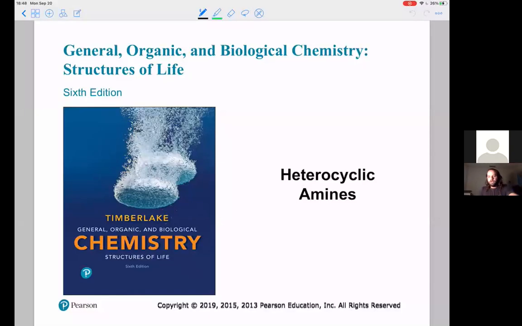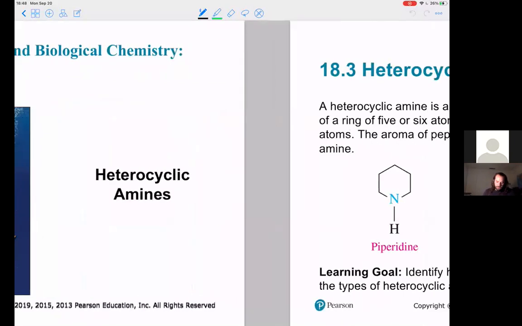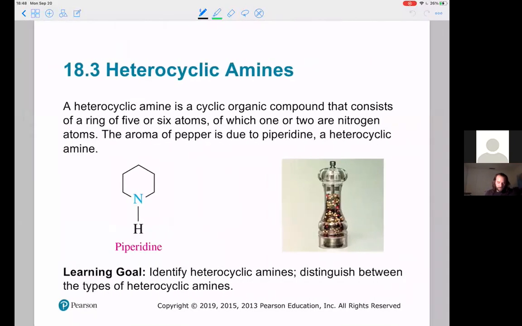Okay, so now we're going to briefly talk about heterocyclic amines. And what the heck does that mean? A heterocyclic amine is a cyclic organic compound with nitrogen as a part of that ring. Because nitrogen can form more than one bond, it can form two or three bonds with carbon, we can put it in the middle of a ring.